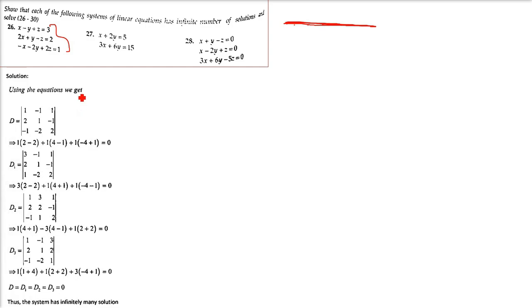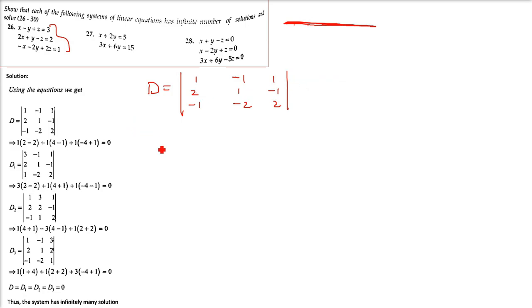The first thing you have to do is compute D. Let us do one of them, any of 26, 27, 28. So I'm taking 26. The rows are 1, 2, -1; -1, 1, -2; and 1, -1, 2. This is the D, with A1, A2, A3, B1, B2, B3, C1, C2, C3. So let us compute it.